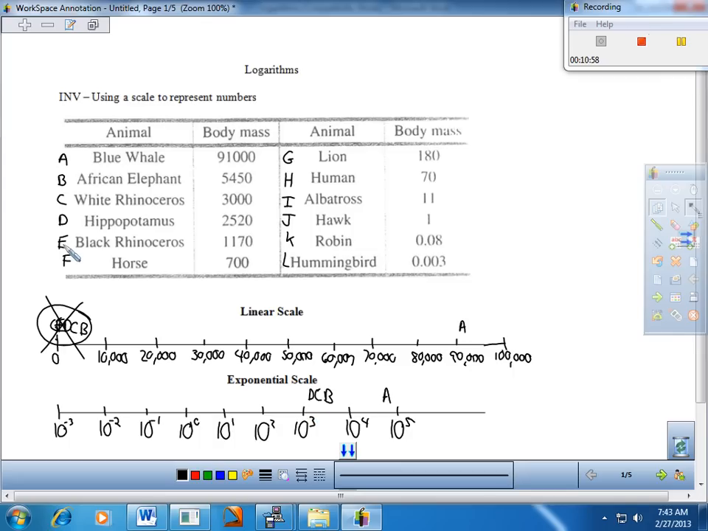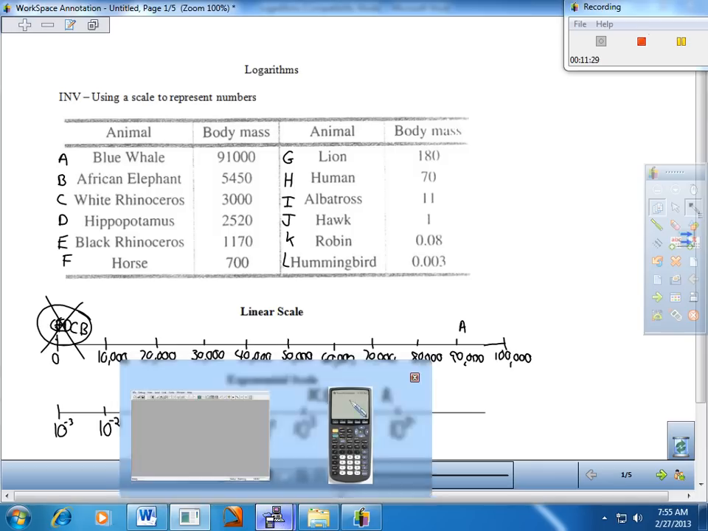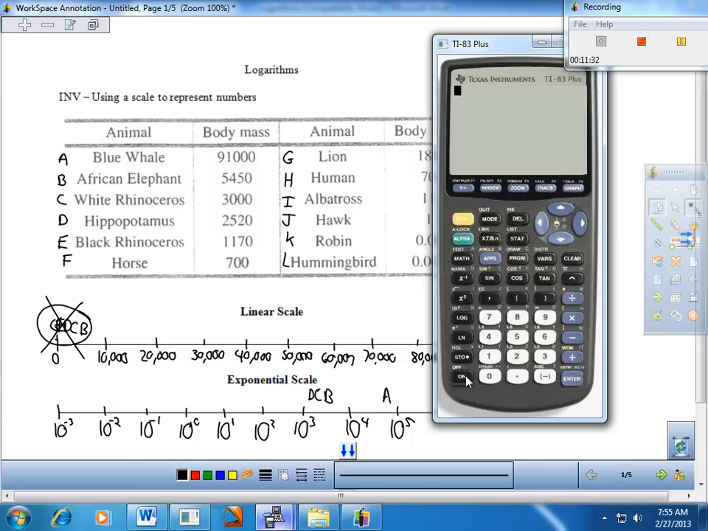So I guess I was on the black rhino. And I'm hoping you would agree the black rhino is just over 1,000. So it's probably, in terms of the exponent, in between the 3 and the 4, right? Here's 1,000. Here's 10,000. And 1,170 is probably really close to the 3 in terms of the exponent. So what I'm going to do is bring up my calculator here and watch it unfold, everybody.